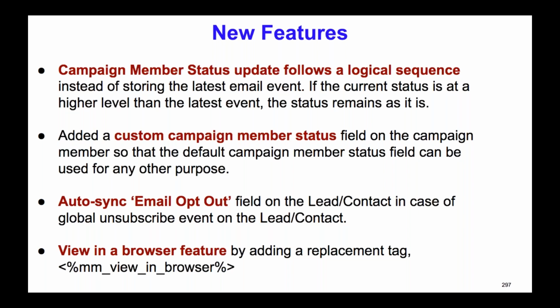So we added this because if at all you ever wanted to use the default campaign member status field for any other purposes, because you have some workflow or you have something, you do not want that to be changed automatically by MassMailer, but you would want to still retain the campaign member status value. So you can use the custom campaign member status value, which will give you the MassMailer campaign member status value. But the default field, you can use it for any other purpose.